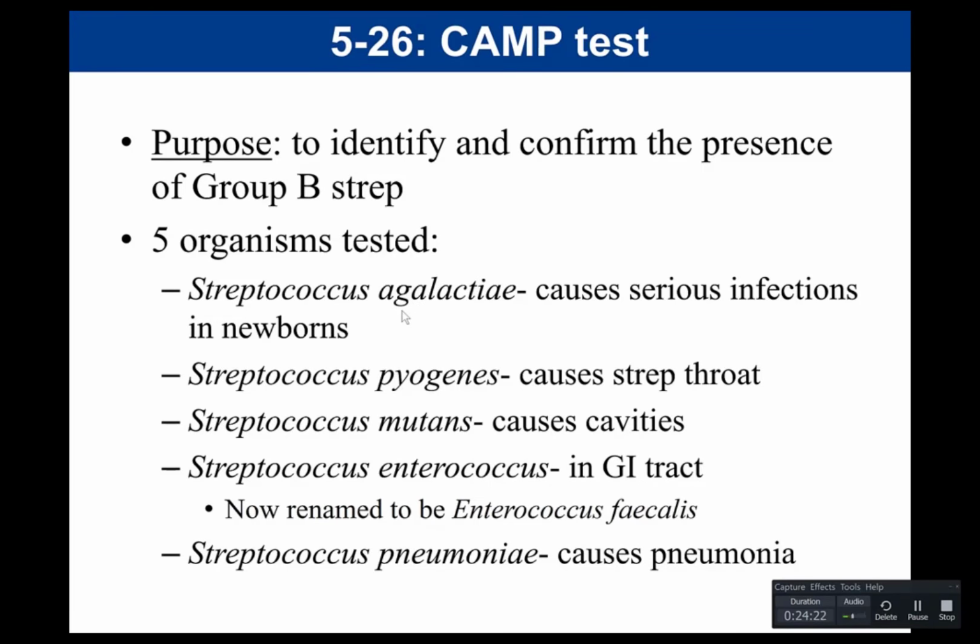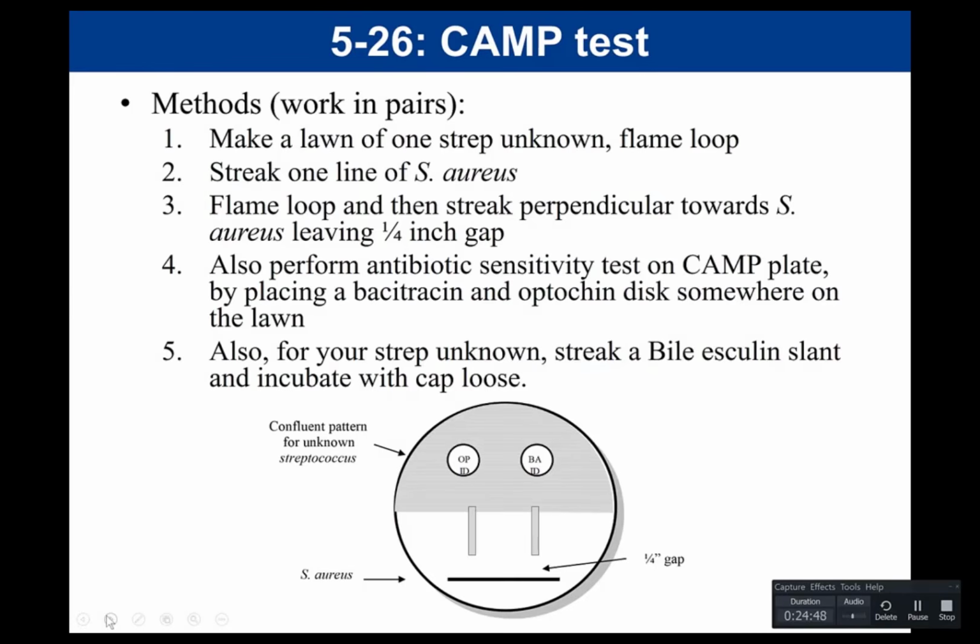There were four other bacteria that we were testing: Streptococcus pyogenes, which causes strep throat; Streptococcus mutans, which causes cavities; Streptococcus enterococcus, which is now renamed Enterococcus faecalis. Faecalis should tell you feces, it's in the GI tract. And then Streptococcus pneumoniae, which causes pneumonia. So let's talk about this.